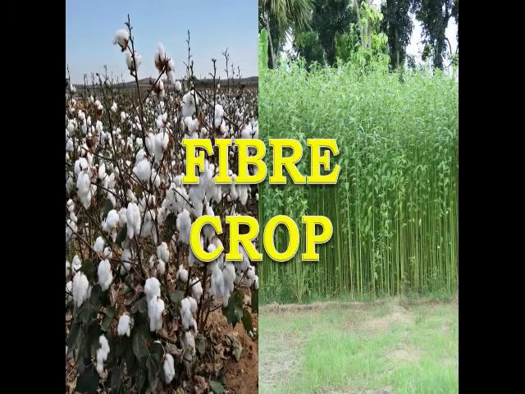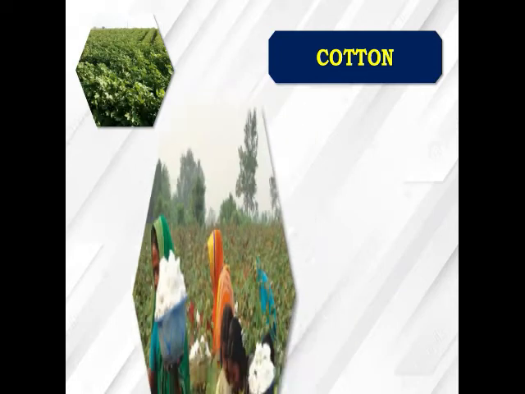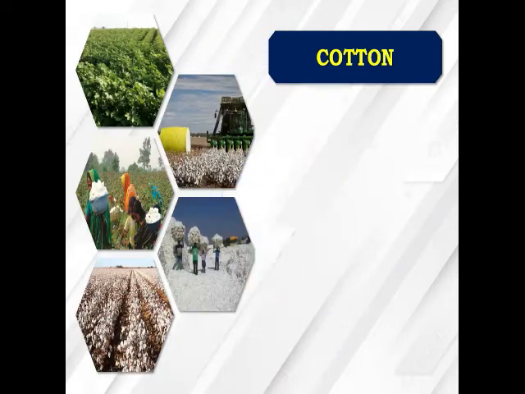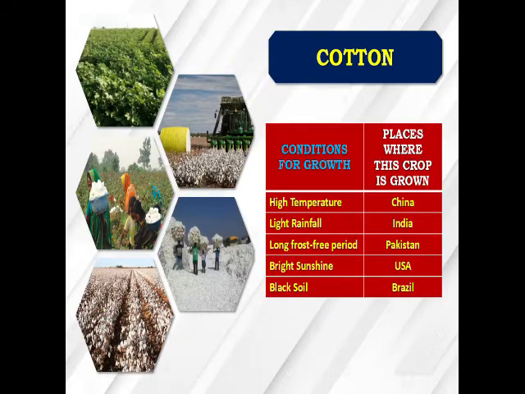So next one is a fiber crop. What are the fiber crops I told you, children? That is the cotton and the jute. So first let's see about the cotton. The conditions for the growth of cotton are high temperature, light rainfall, a long frost free period, bright sunshine and black soil. Places where this crop is grown are China, India, Pakistan, USA and Brazil.